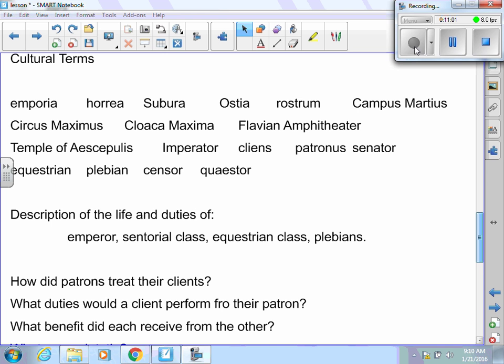You're also going to have a description of the life and duties of the emperor, senatorial class, equestrian class, and plebeians. They're going to give you a list of duties, and you're going to have to attribute that duty to the emperor, or to the senatorial class, or to the equestrian class, or to the plebeians. For example, if I said works in poor conditions, you would say plebeians. If I said rules the entire empire, you would say the emperor.